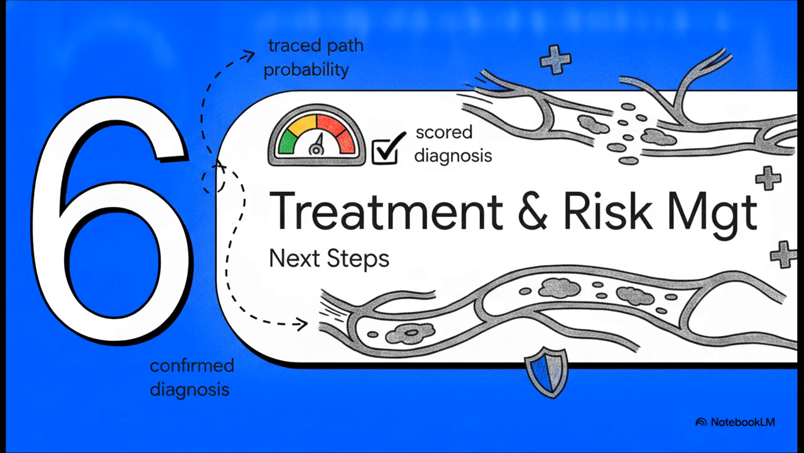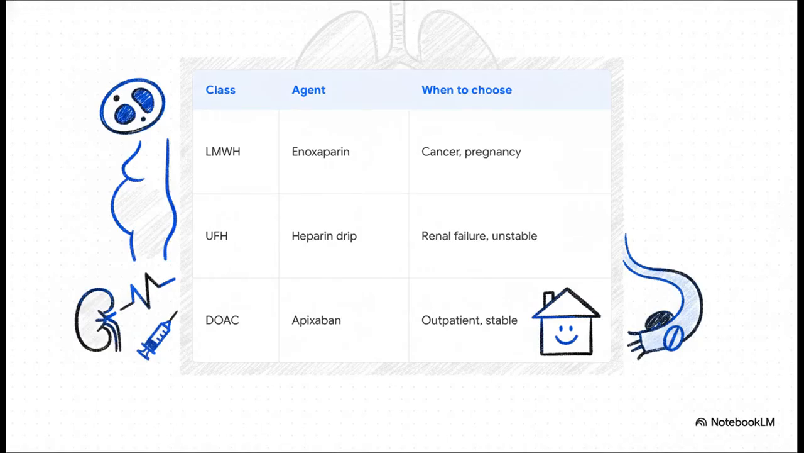Section 6. Treatment and risk management. Next steps. Okay, we've traced the disease, we've scored the probability, we've confirmed the diagnosis. Now, let's fix the problem. The protocols give us 3 main buckets for initial anticoagulants. You've got low molecular weight heparin, like enoxaparin. That's great for patients with cancer or during pregnancy.